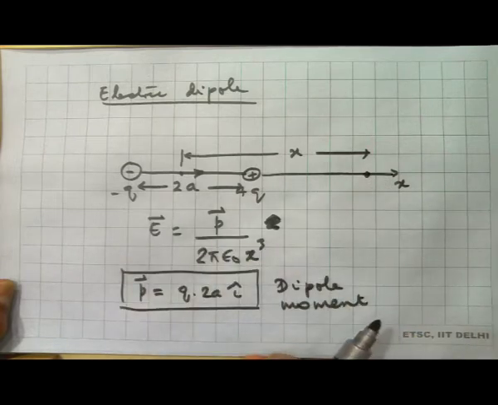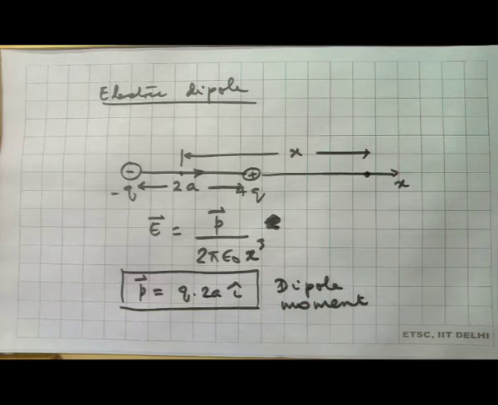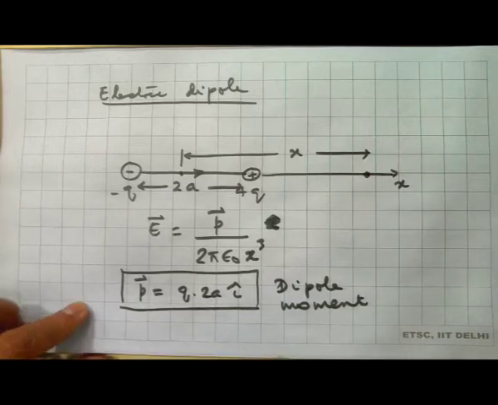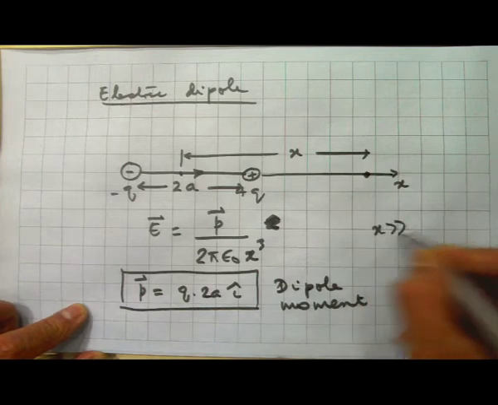Compare this with the electric field of a point charge. The electric field of a point charge reduces as 1 by square of distance. This is reducing as 1 by cube of distance. So, that is along the axis. We have got a simplified expression, and this expression is valid for large separation. That means x must be much greater than 2a.